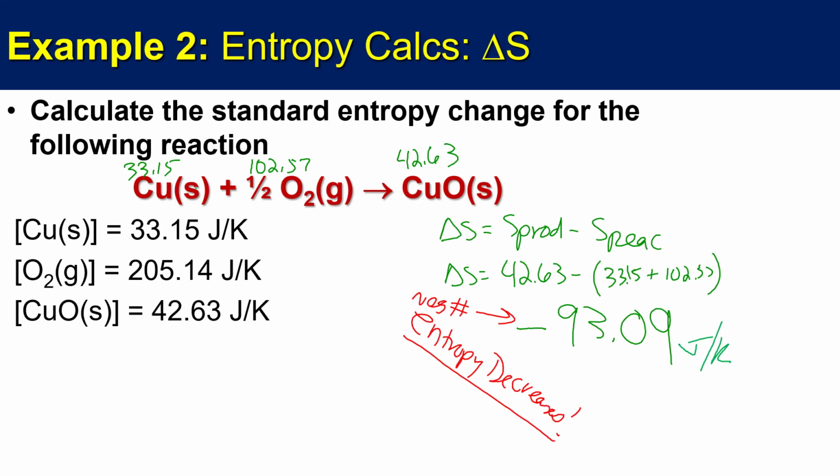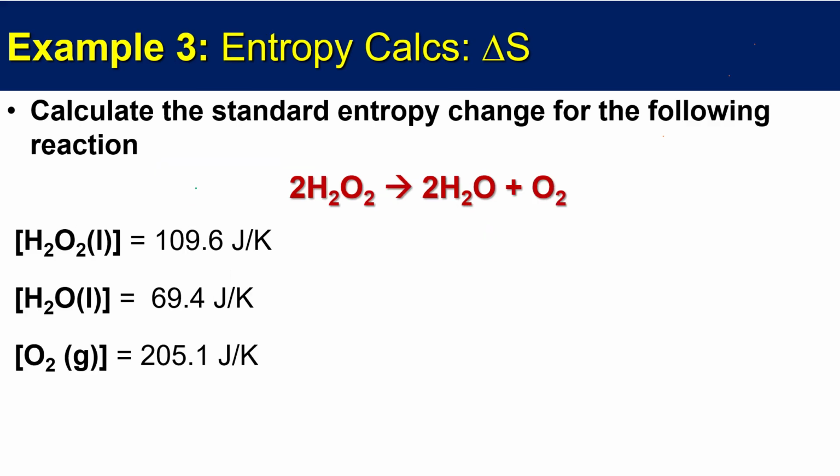Okay, if you did this correctly, we should get an entropy that goes down again. It is negative 93.09 joules per Kelvin. You guys think you're ready for one more? Let's try this last equation here. It's the decomposition of hydrogen peroxide. Pause the video now and see if you get an answer that's correct.